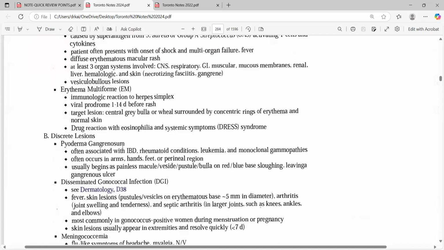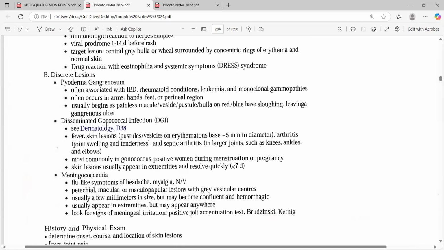Then pyoderma gangrenosum, because they all kind of look similar. That's why the causes are important, so you can find out where it is coming from and make the diagnosis easily. It mainly occurs in the arms, hands and feet. There is bulla formation, or vesicle or pustule. Then disseminated gonococcal infection. It's very, very important from the sexually transmitted infection point of view and from the septic arthritis point of view too.